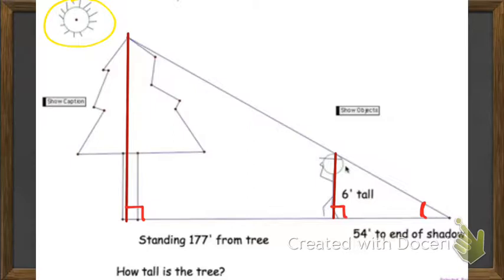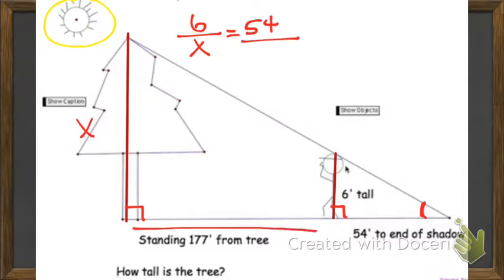So now because they're similar, you can set up a proportion. Okay, and if we use corresponding parts to set up a proportion, you can say that 6 feet is to how high the tree is. Okay, so we'll call this X. And 6 feet casts a shadow of 54, over, now this is only 177 from here to here. So what does it need to be over? Does it need to be over 177, or over 177 plus 54? Yeah, 177 plus 54, which is 231.